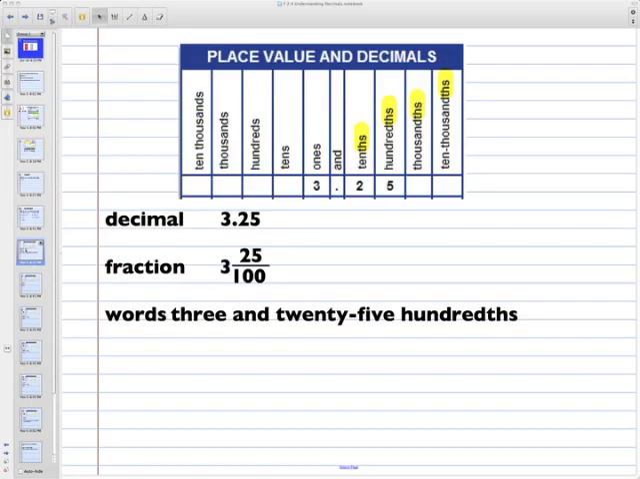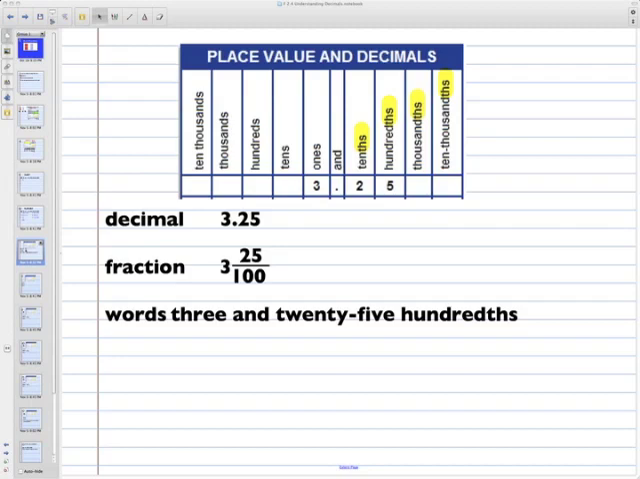The second half of our work tonight is writing decimals, fractions, and word form. Something that can be helpful is thinking about the place value chart as you say the decimal, because the last digit you read is the last place value in the place value chart. For example, we have the decimal 3 and 25 hundredths. Well, it'd be 3.25, and the 5 ends in the hundredths place value, so that's how we would say it in words, 3 and 25 hundredths. Then we would write it as a fraction, 3 and 25 over 100, but we say 3 and 25 hundredths.